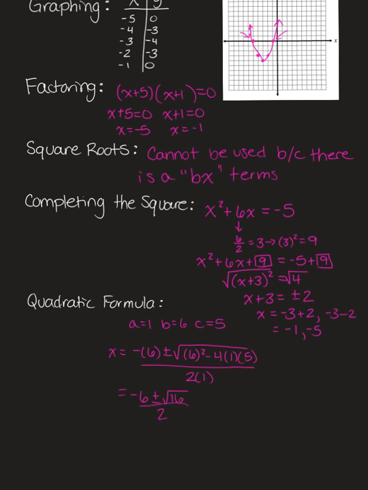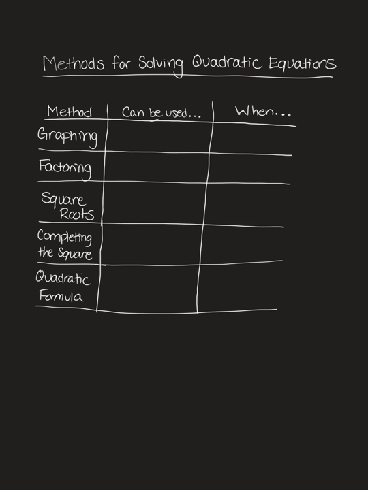The square root of 16 is actually 4. So we'll have -6 plus or minus 4 over 2. This gives us two answers, -6 plus 4 over 2 and -6 minus 4 over 2. So -6 plus 4 is -2 over 2, which is -1. -6 minus 4 is -10 over 2, which is -5. So no matter which way you do it, you get the same answer. The only thing you can't use is the square root option.